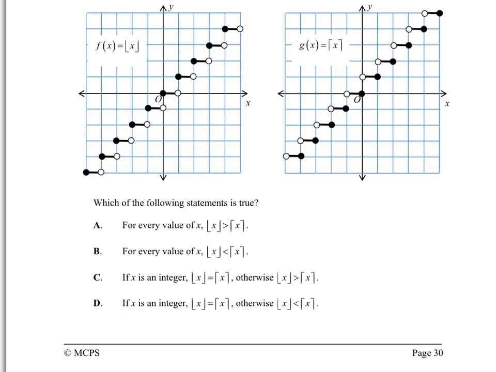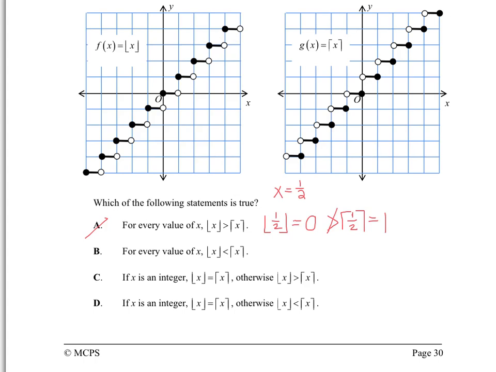A: For every value of x, the floor function of x is greater than the ceiling function of x. The best way to answer these questions is to pick an example. So, for instance, let's look at when x is 1/2. The floor function of 1/2 is going to round down to 0. And the ceiling function of 1/2 is going to round up to 1. Is 0 greater than 1? No. So we know that A is not true.